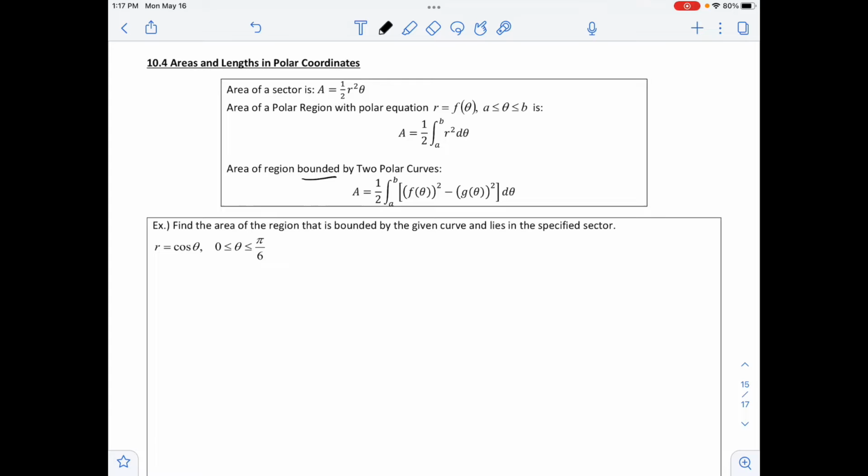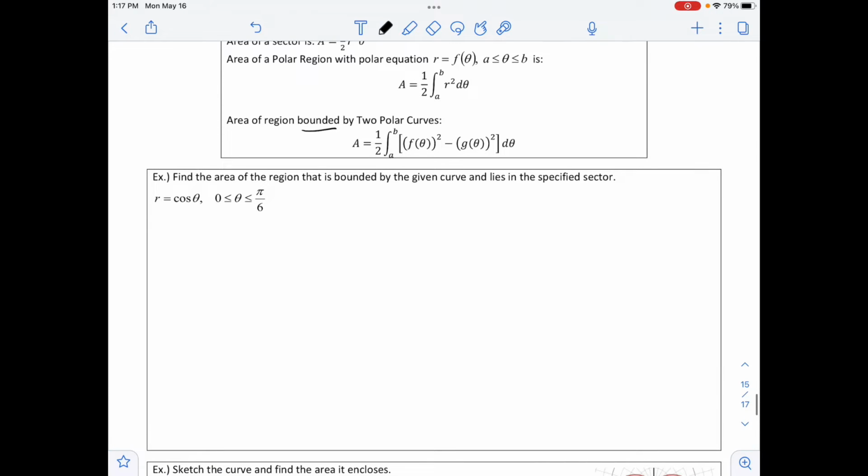The first example says, find the area of the region that is bounded by the given curves that lies in a specific sector, and we have r equals cosine of theta for theta in between 0 and pi over 6. So setting up our integral and using what we have stated up above, we have the area is going to be the integral from A to B of 1/2, and I'll put the 1/2 out in front, r squared d theta.